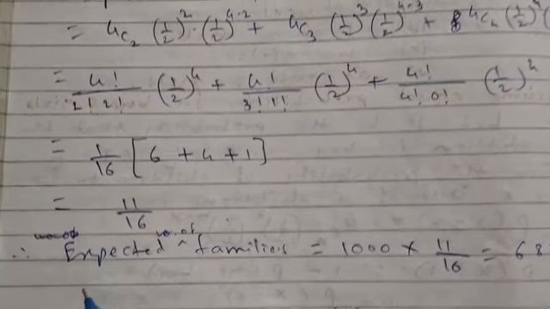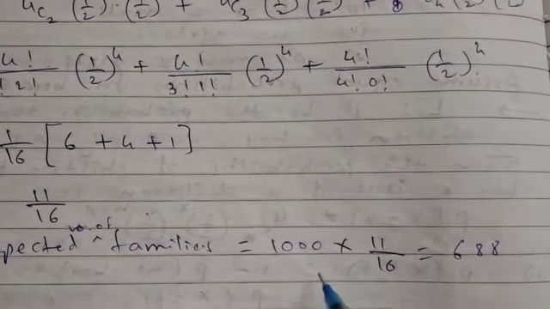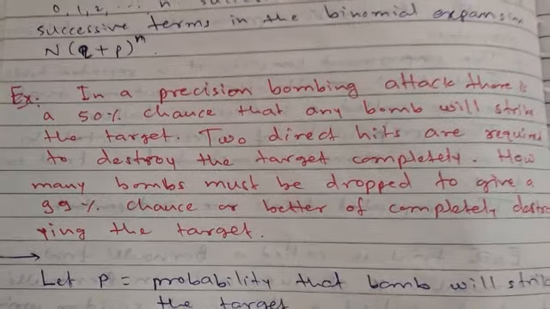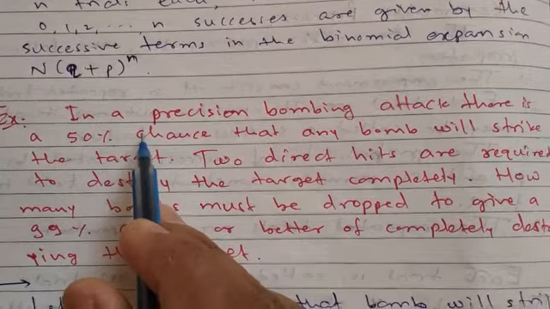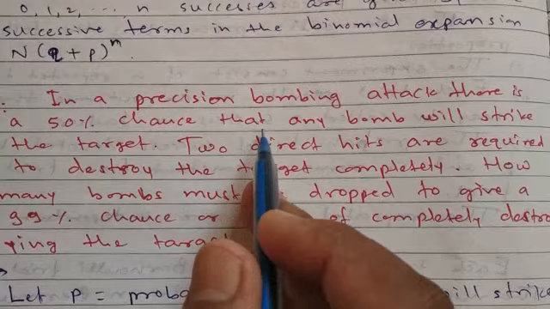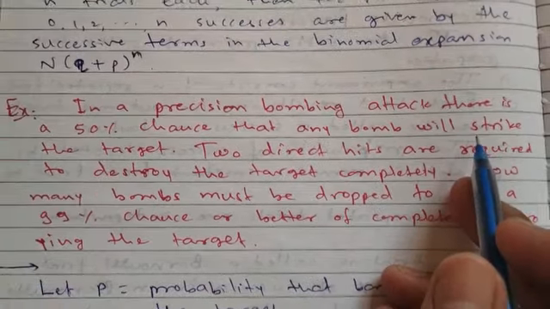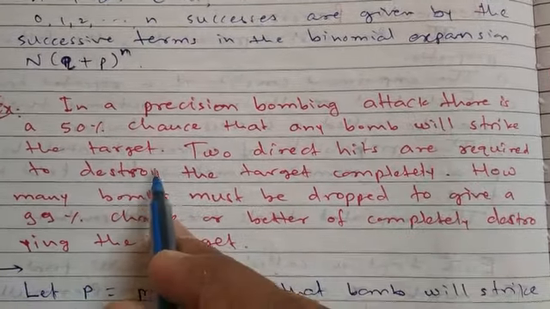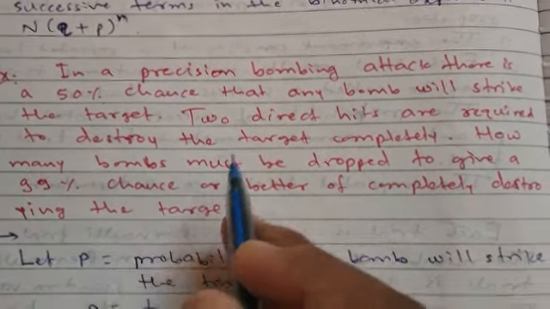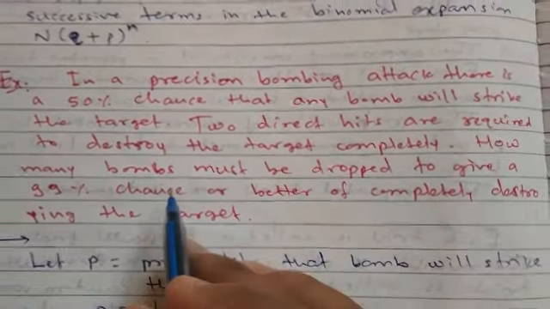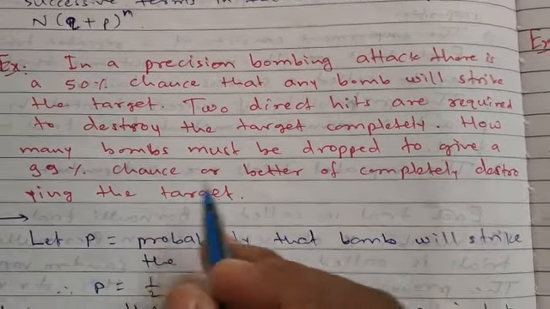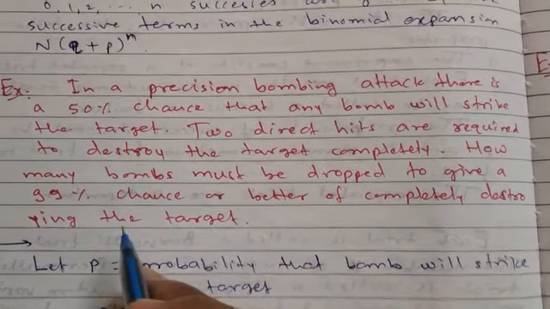Therefore, expected number of families equal to 1000 into 11 by 16, which is 688. Next example is, in a precision bombing attack, there is a 50% chance that any bomb will strike the target. 2 direct hits are required to destroy the target completely. How many bombs must be dropped to get a 99% chance or better of completely destroying the target?